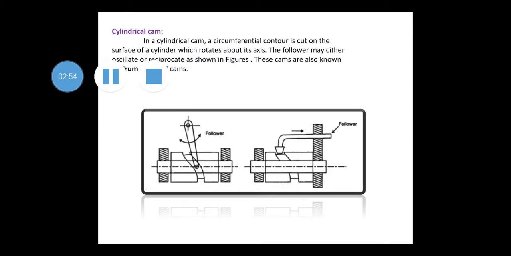Before we proceed, we will discuss the cylindrical cam. In this type of cam, the follower either reciprocates or oscillates in a plane parallel to the axis of the cam, as we can see in the figure. A circumferential contour is cut out on the surface of a cylinder which rotates about its axis. This cam is also known as a circular cam, that is nothing but a drum or barrel cam.